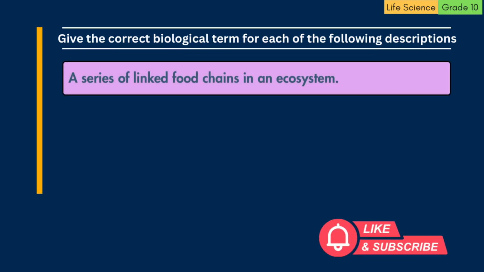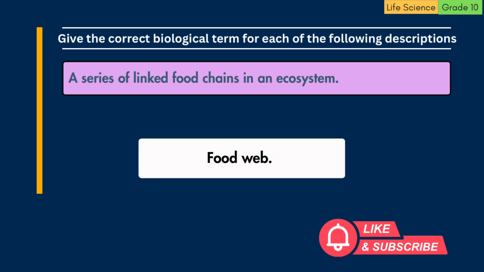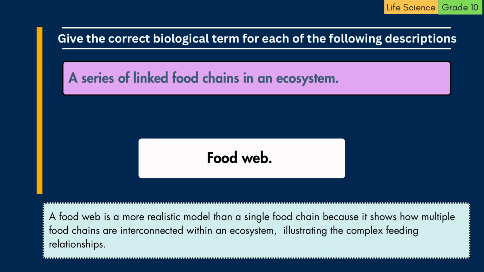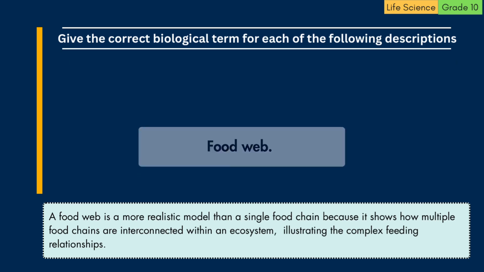Question: a series of linked food chains in an ecosystem. The correct answer is food web. A food web is a more realistic model than a single food chain, because it shows how multiple food chains are interconnected within an ecosystem, illustrating the complex feeding relationships.